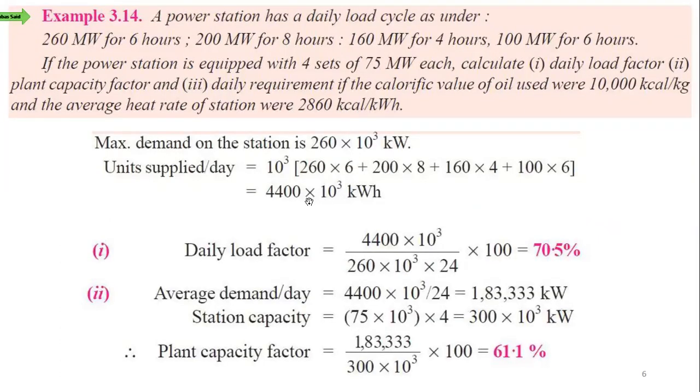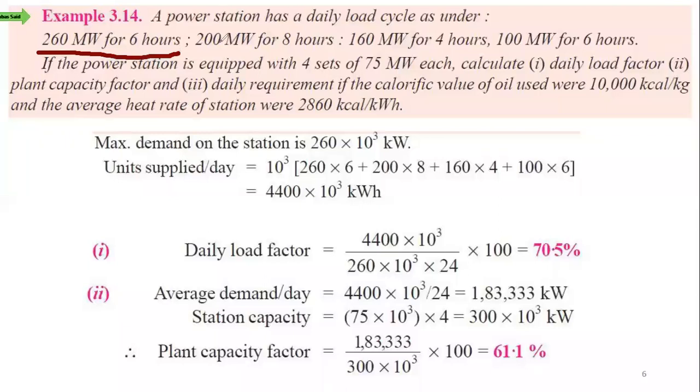So in the example, the first thing is, let's read the example. The power station has a daily load curve as under. The daily load curve is not given, but there are some values given here: 260 megawatt for 6 hours. So that power station produces 260 megawatt for 6 hours.